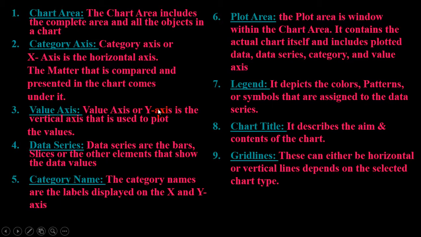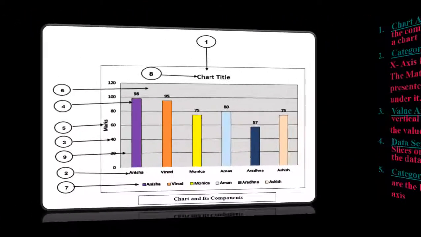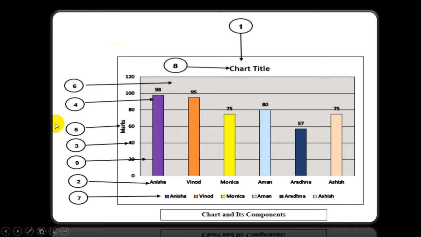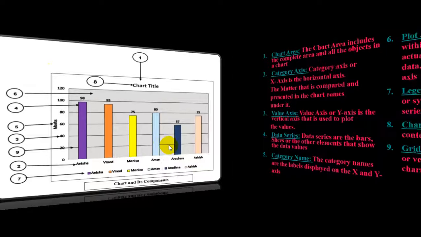Clear everyone? Now let's move on to the fourth point. Let's find it out. Fourth point first of all. Here it is. Right? Here is the fourth point. Now, what is it pointing to right now? This one is called a data series. What do we call it? Data series. Clear everyone?